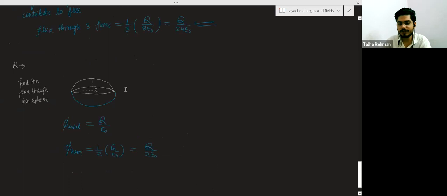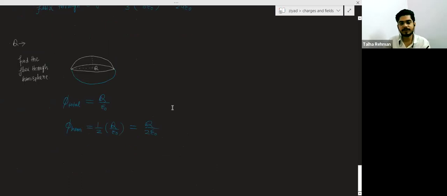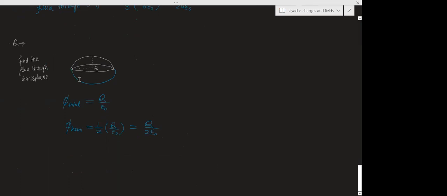So actually, we are not fighting with the question. We have to solve the question. So we have to make the ways to solve the question, and I am telling you the way. What I have done: this was a hemisphere earlier, with the charge as the center. But this was not a closed surface. This was an open surface. So I have made it a closed surface.